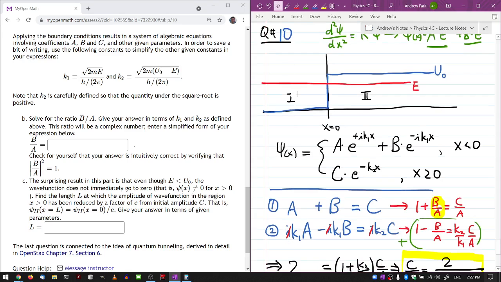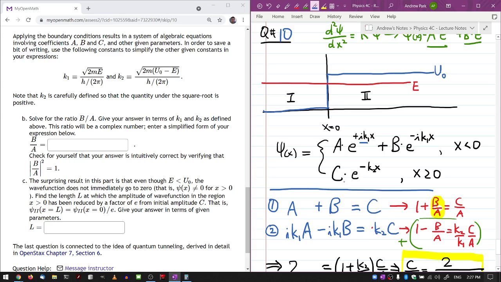So let me rewrite the second equation carefully so that everything is correct. Again, I'm doing two things at the same time: taking the derivative of the wave function and then plugging in x equals 0. The derivative brings down a factor of ik1, so ik1 times a, and when you plug in x equals 0, you get 1. And then minus ik1 times b, and when you plug in x equals 0, you get 1.